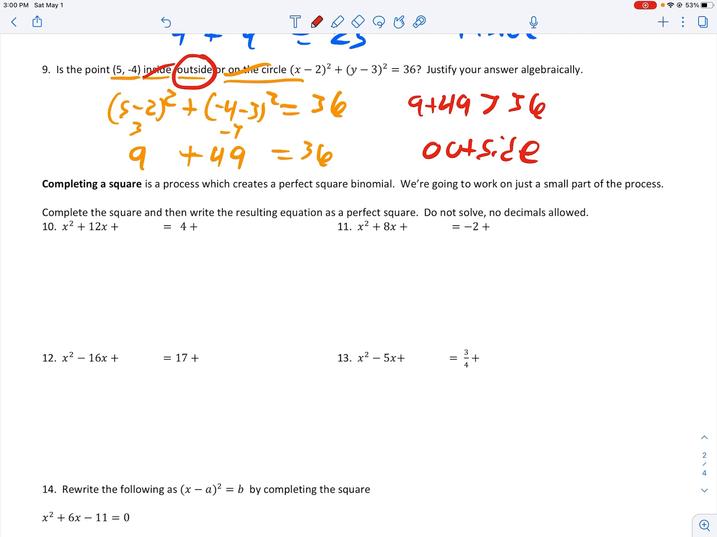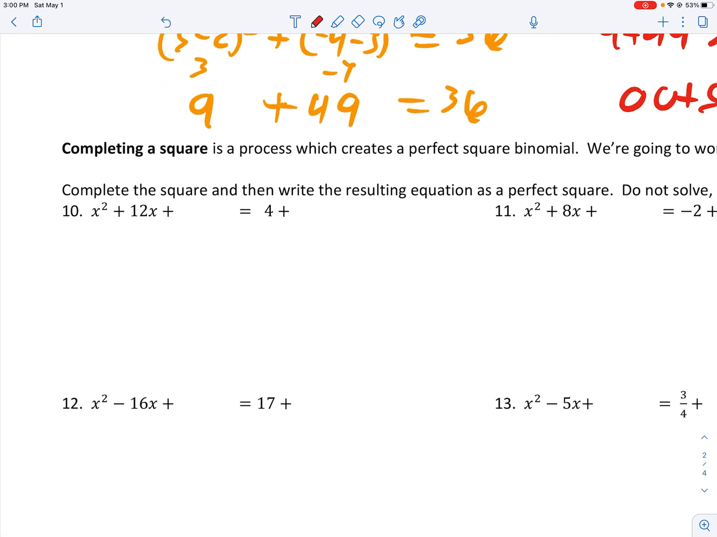Complete the square, writing the resulting equation as a perfect square. Do not solve, no decimals allowed. In order to complete the square, two things have to happen. First, the x squared term, the a term, has to be a 1. If it's not a 1, you have to make it a 1 using division or multiplication, but it has to be a 1. Second, you want your constants on the other side of the equal sign. So you want x squared and x on one side and the constants on the other side. They have this set up for you.